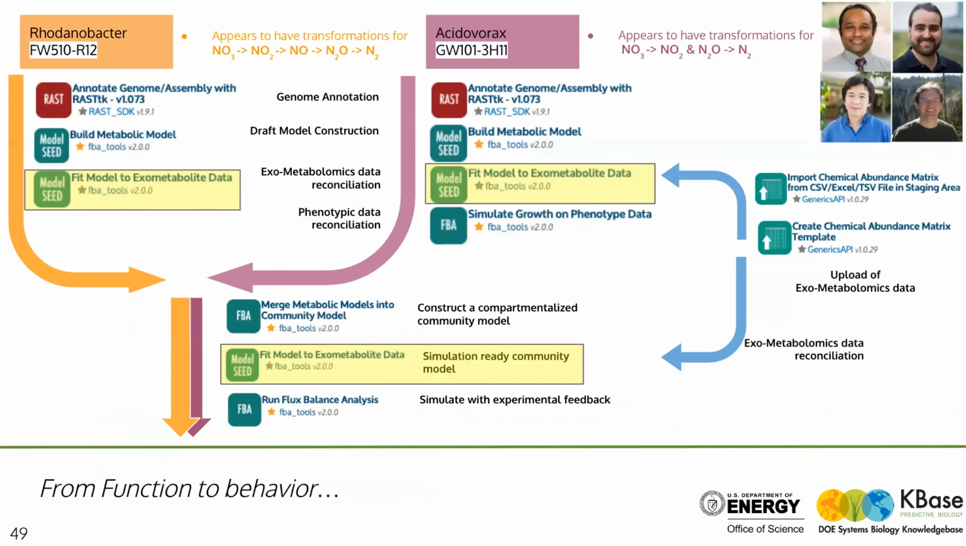So we use this workflow in KBase to annotate our genomes in a common way, to build metabolic models, and to refine those models by fitting them to the exometabolomic data that we developed for them, so the models were more predictive of how they grew in the real world and what they made and ate. We then merge them into a common set of models, and then we fit that model to the exometabolomic data of the community. And now we had three models: Rhodanobacter alone, Acidovorax alone, and the community together. And now we can run these experiments, the experiments that I showed you back here, but on the system using these fit models.